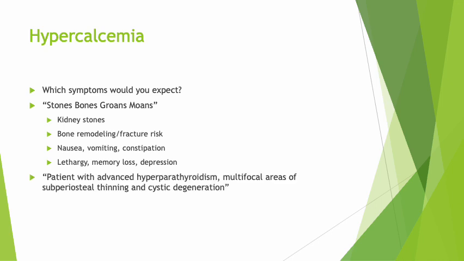And say you have a patient with advanced hyperparathyroidism, you notice they have multifocal areas of this subperiosteal thinning and cystic degeneration on their x-ray. And there's a certain buzzword the test might be having you think about with this constellation. Can you think about what that one is? So this is going to be your osteitis fibrosa cystica.